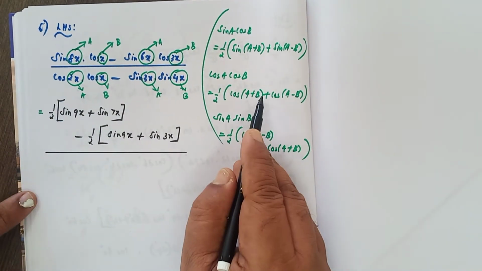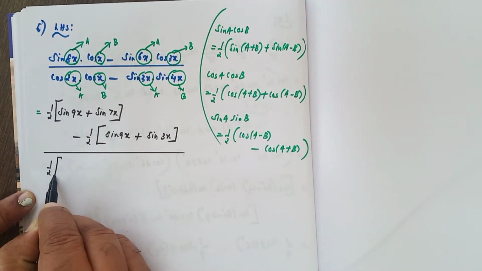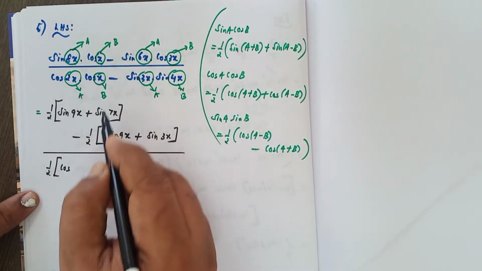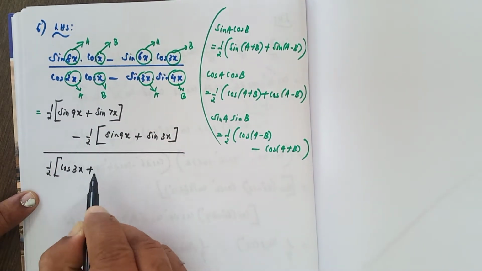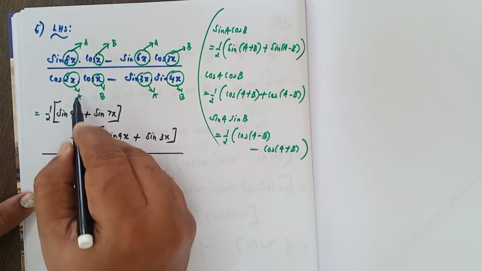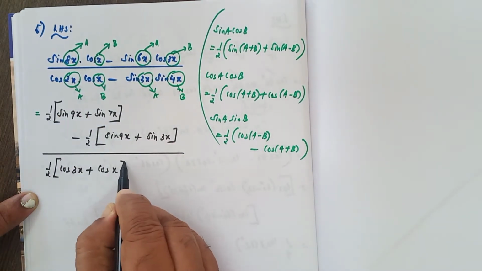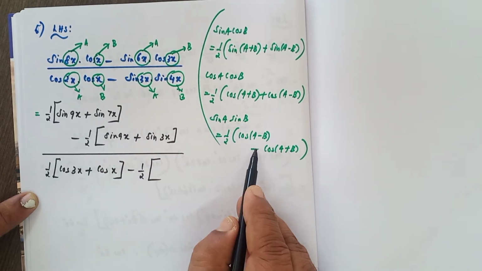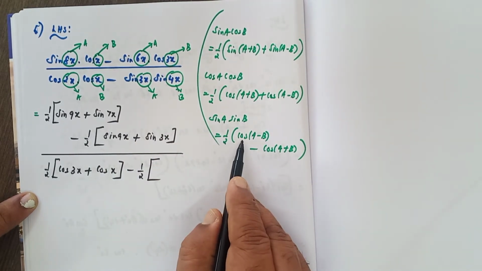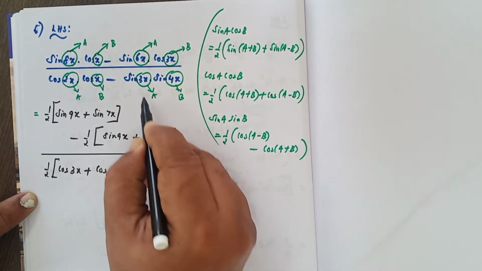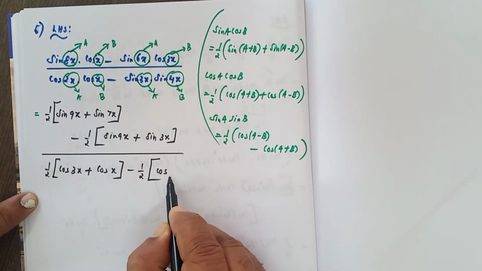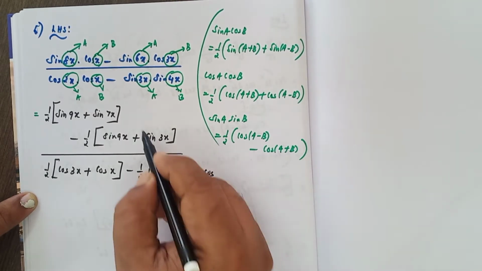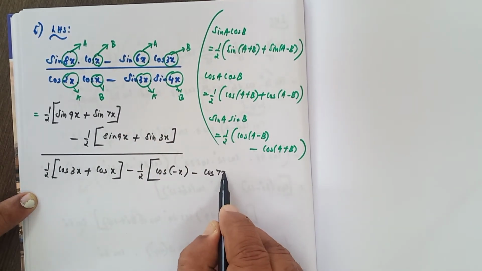for this you have to apply this identity, half into cos of A plus B, A that is 2x, B that is x, 2x plus x, 3x plus cos of A minus B, 2x minus x, that is equal to x, minus half into, for this you have to apply this identity, cos of A minus B, 3x minus 4x, that is equal to minus x, minus cos of A plus B, 3x plus 4x, that is equal to 7x.